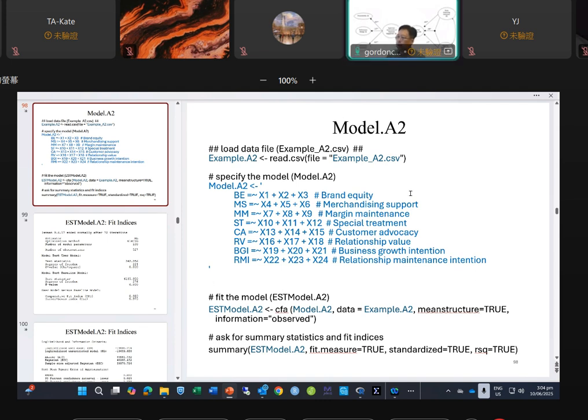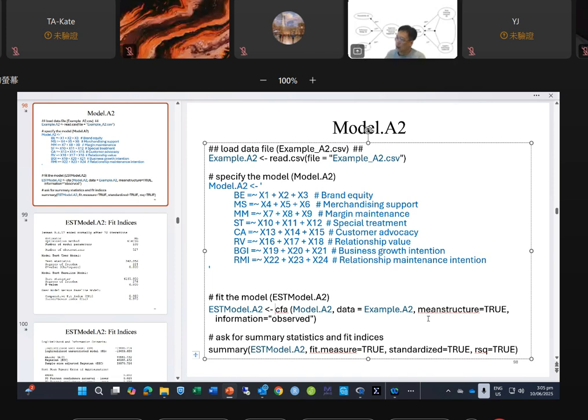Okay, so we defined our measurement model like this, and then we estimate a model. Yesterday, we put SEM here. The function is SEM. Today, we put CFA. But it doesn't matter whether you put CFA or SEM, you will get the same result. Here, I also add mean structure equals to true. That means we also want to estimate the intercepts. And in the summary, we ask for standardized equals to true and R square equals to true.